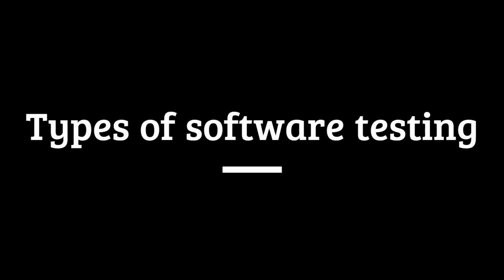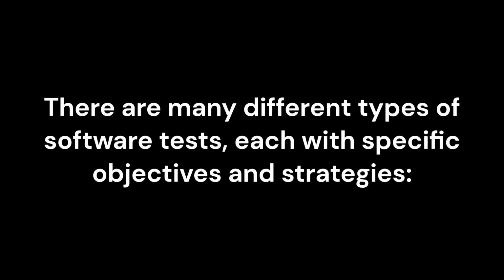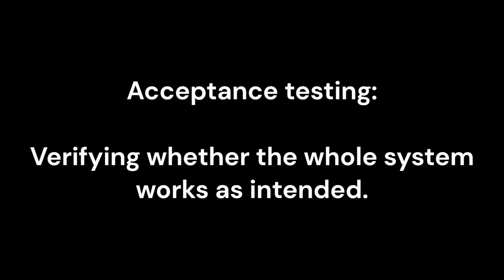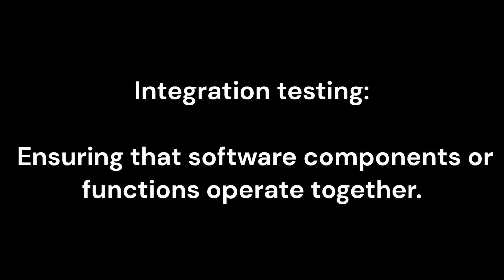Types of software testing. There are many different types of software tests, each with specific objectives and strategies. Acceptance testing: verifying whether the whole system works as intended. Integration testing: ensuring that software components or functions operate together.